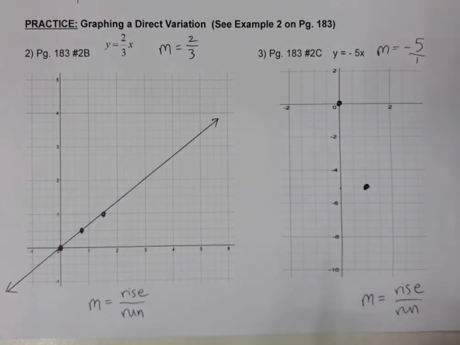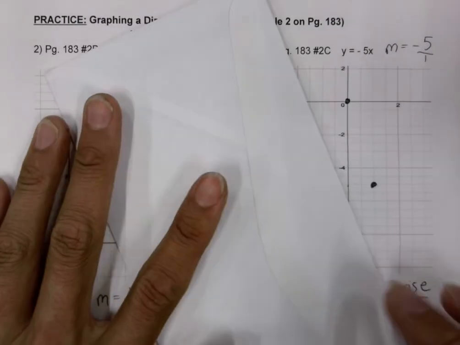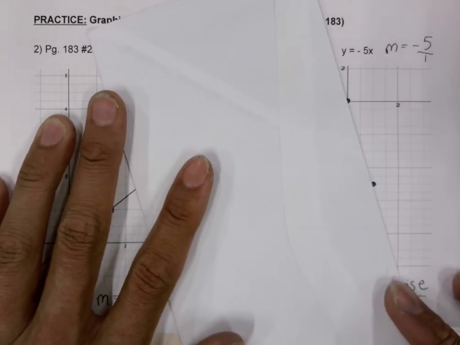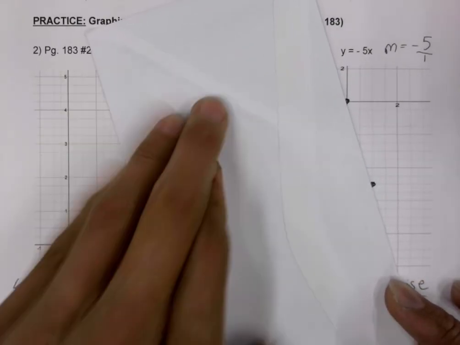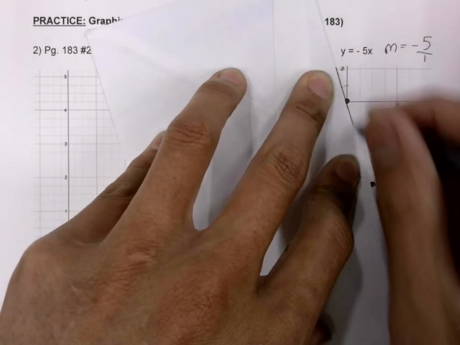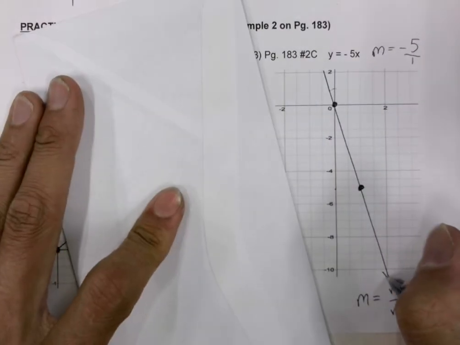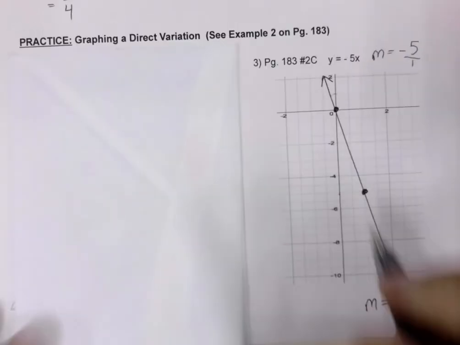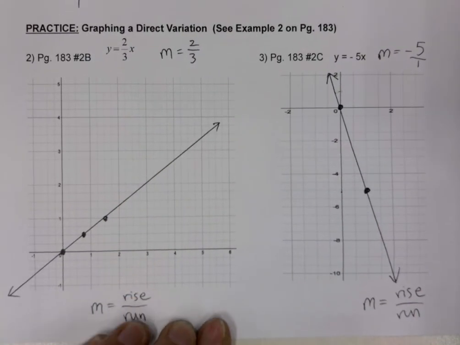Now that I have 2 points on my graph, I can get my ruler and I can draw my line. And that's it.